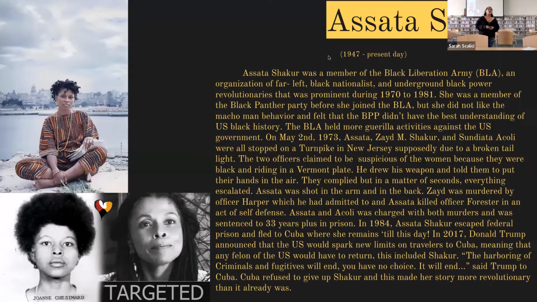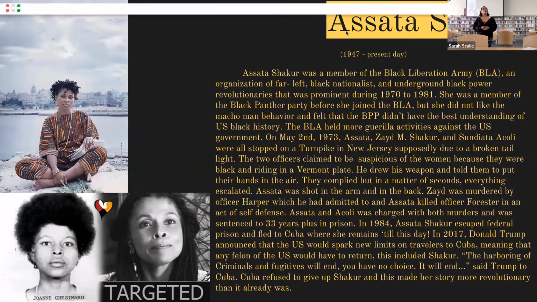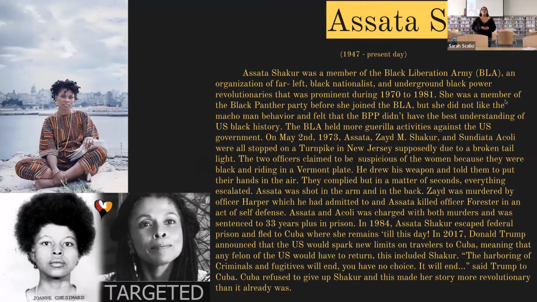Assata Shakur. I'm not sure if you're familiar with Shakur, but she's actually the godmother of Tupac. Yeah, Tupac Shakur, the 90s rap star. So Assata Shakur was a member of the Black Liberation Army. They were like a Black nationalist group who were also very radical, and they really liked getting their point across. And she was a part of the Black Panther Party for a while, but she didn't like how macho they were, and she felt they didn't understand anything about U.S. Black history. So she decided to leave and join the Black Liberation Army.